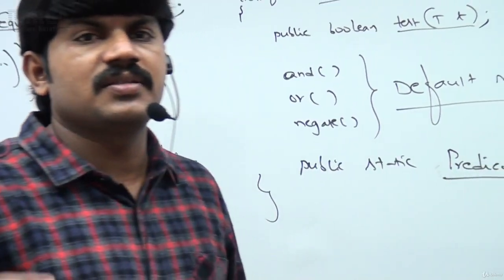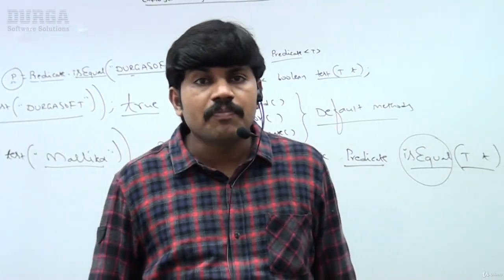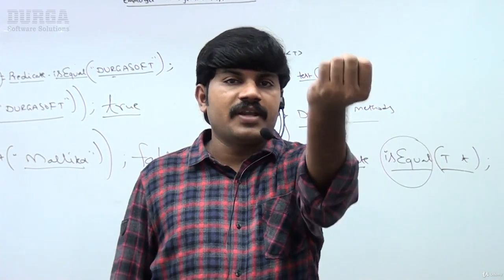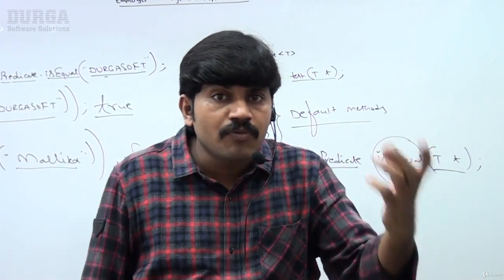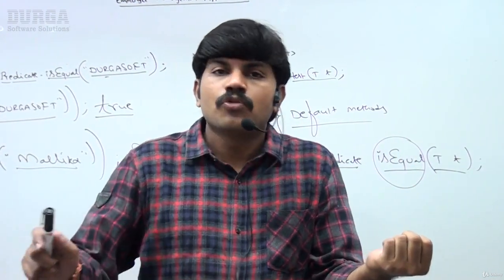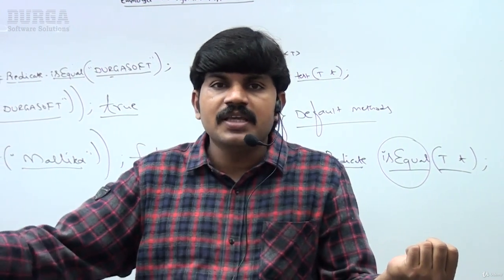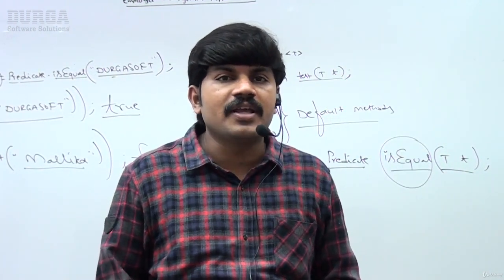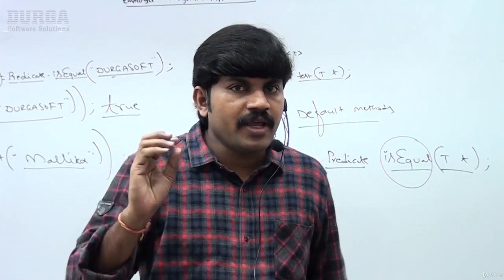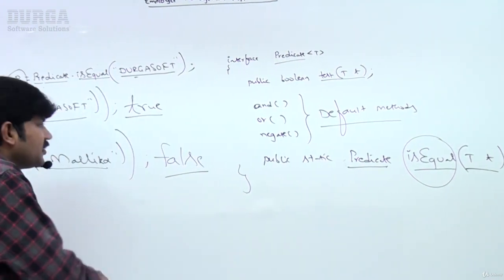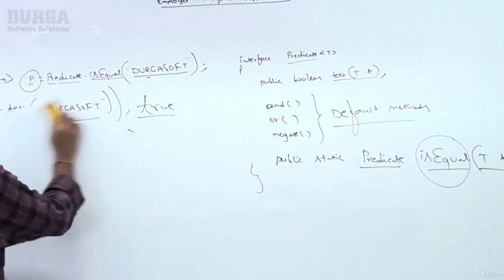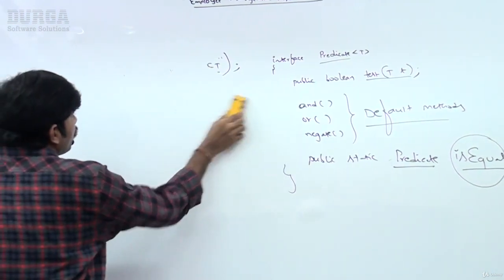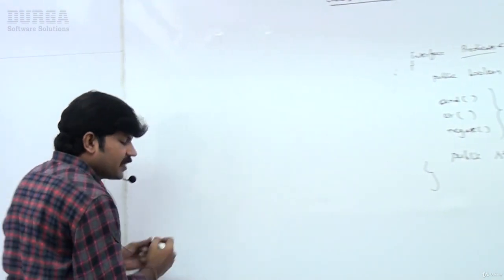Sir, where can we use these things in our application? To represent a CEO object, I will write one predicate. Tomorrow, if you want to check whether an employee is a CEO or not, you can automatically use this predicate with the isEqual method, right? Observe a bit of the scenario so that you are more clearly aware.